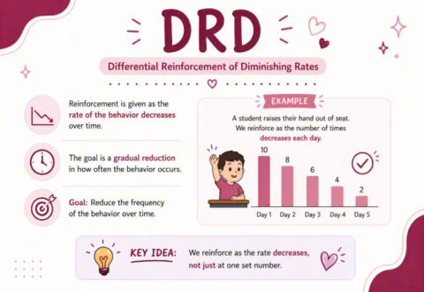The goal is a gradual reduction. So for example, if a student raises their hand 10 times on day 1, the next day you want it to decrease to 8 times and then 6 times. So as the days progress, you're going to be decreasing the amount of times the behavior occurs. You don't want to eliminate the behavior, you just want to lower it as the day progresses.